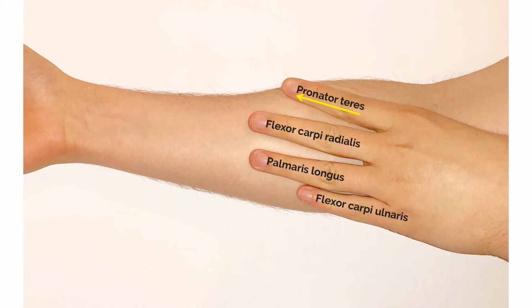Back to this image, where we can see 4 fingers without the thumb put obliquely on the anterior compartment of the forearm, approaching the forearm from the medial side. Then the most lateral of these muscles is the pronator teres.